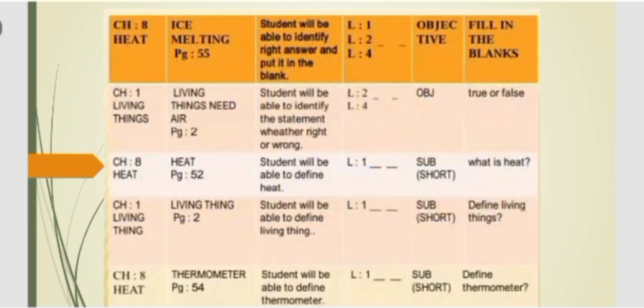Now moving to the last slide. Chapter number 8, heat, page number 52. Students will be able to define heat, level 1, subjective short questions. What is heat? These types of questions. Chapter 1, living things, page number 2. Students will be able to define living things, level 1, short question: define living things. Chapter number 8, heat, thermometer, page number 54. Students will be able to define thermometer, level 1, subjective short question: define thermometer.